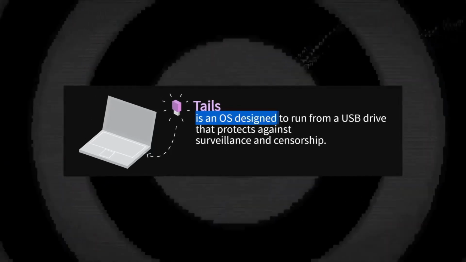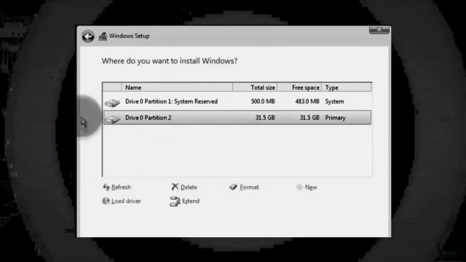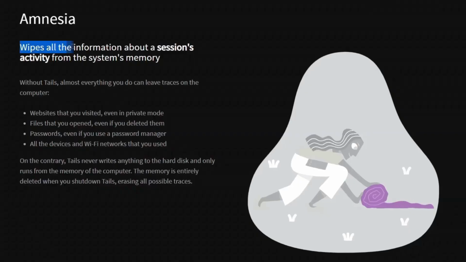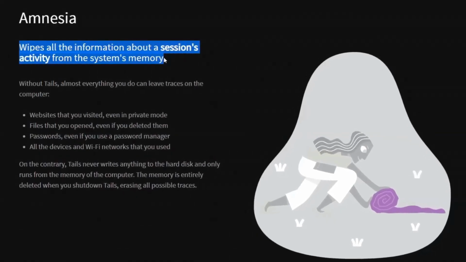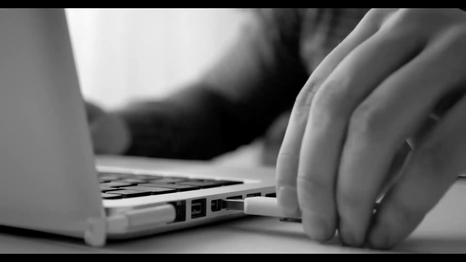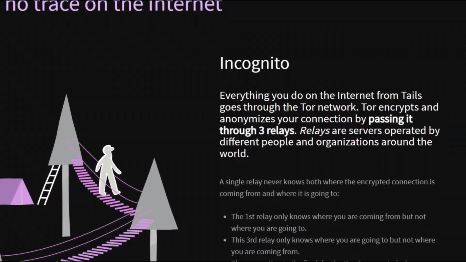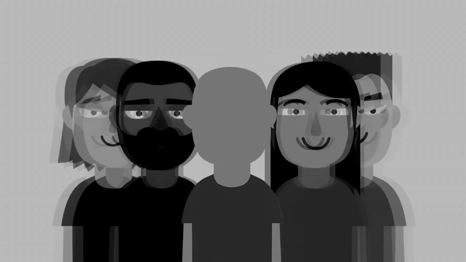Tails is an operating system that is designed to run off of a USB flash drive, instead of being permanently installed on an internal drive, which allows it to wipe all of the information about a session's activities from the system's host memory, once a user plugs out their USB flash drive, reboots, or shuts down their system. It contains the word incognito in its name, because its entire traffic is routed through Tor, and the default fingerprint of each Tails installation matches perfectly with every other Tails user on the planet.